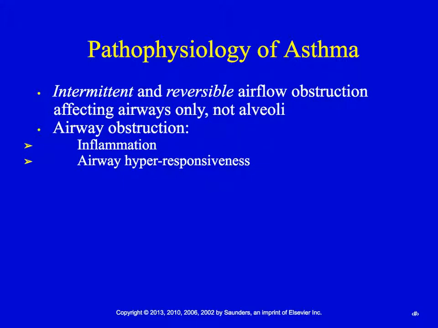The big thing to remember on this slide is the fact that it affects the airways, not the alveoli. If you recall talking about COPD and emphysema, in contrast, the alveoli are affected by emphysema. So in asthma, the alveoli are not affected. It's just the airways, from the inflammation, from the hyperactivity to some kind of environmental trigger or stressor.